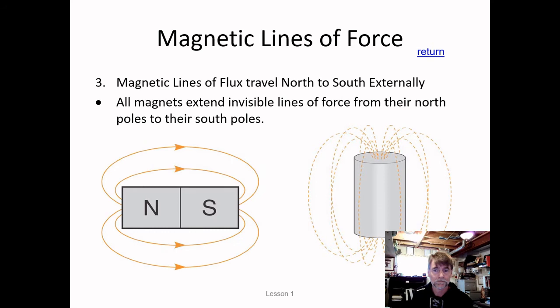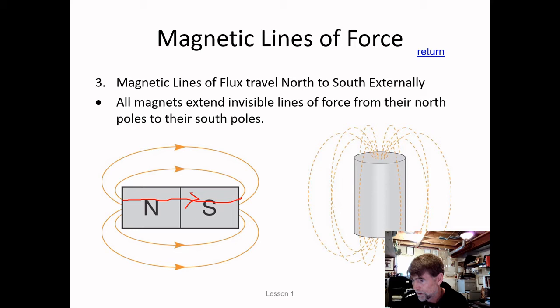Magnetic lines of flux travel north to south externally. So here's the rule when you're putting arrows on these lines of flux. North to south externally, which means, and again, I've already gotten lazy and haven't done it, if I were to complete this loop and show it coming through the bar magnet, then I could put an arrow on this that goes this way, right? Nope, I did that wrong.